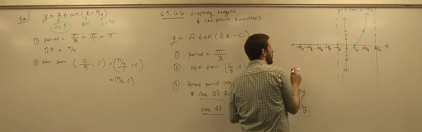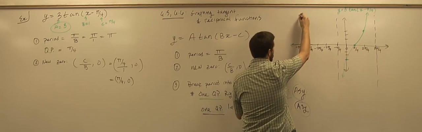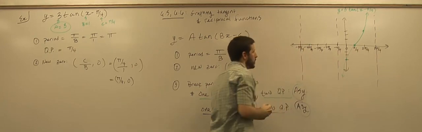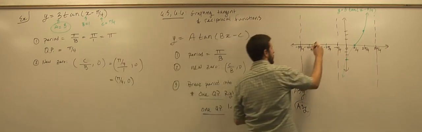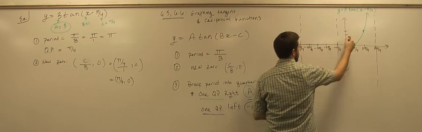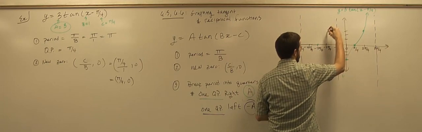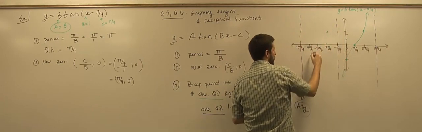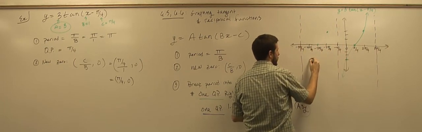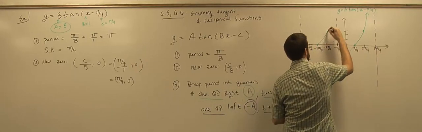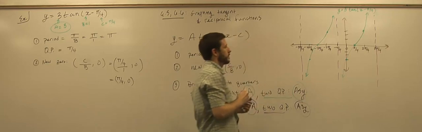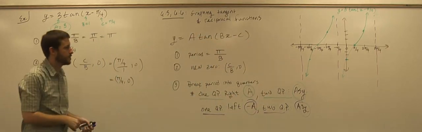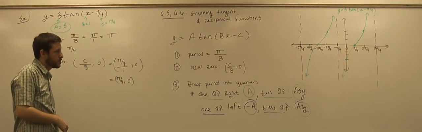After I go back a full period, I'll have an asymptote. Then I just draw the same shape. Start from the middle of my period. When I go over 1 quarter period, I'll be up at 3. When I go back 1 quarter period, I'll be down at negative 3. There's 2 periods.